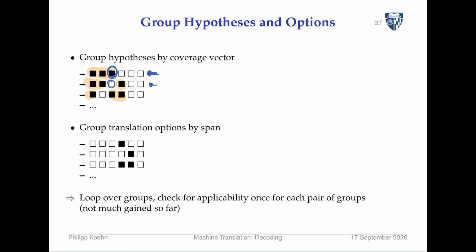So then I also group the translation options by span. These are all the translation options that translate the 4th word. Here are all the translation options that translate the 5th word, and so on. So that's what I'm trying to indicate here. This is what I'm doing first: I'm looking at the hypotheses in my stack and grouping them by coverage vector, and then I look at all the possible translation options and organize them by the span.